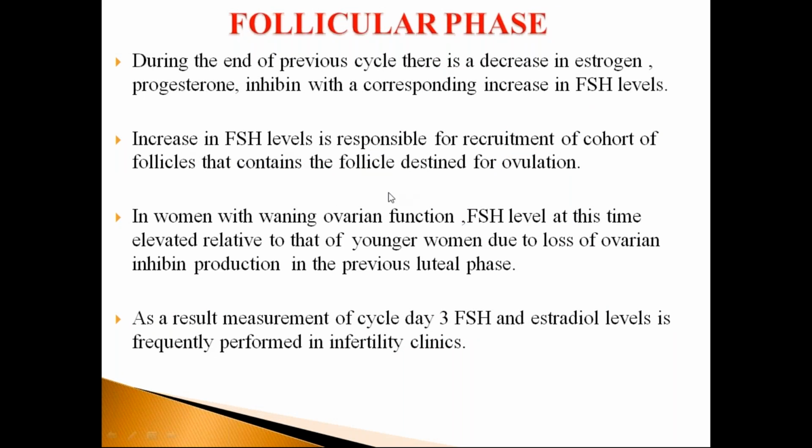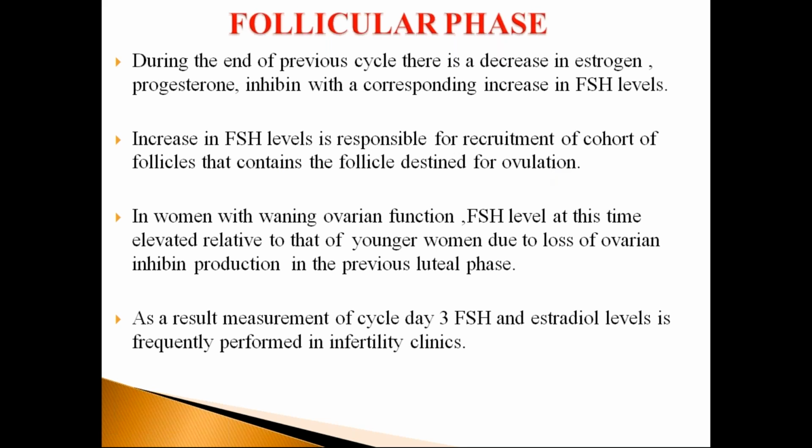So the follicular phase consists of the first 14 days, or it is variable, the first half of the cycle, starting from the last menstrual period to the ovulation. During the end of the previous cycle, usually there is a decrease of hormones, as we have already read. Estrogen, progesterone, and inhibin are reduced, and there is a corresponding increase in FSH gonadotropin levels because there is no negative feedback. So this increase in FSH is responsible for the recruitment of the cohort.